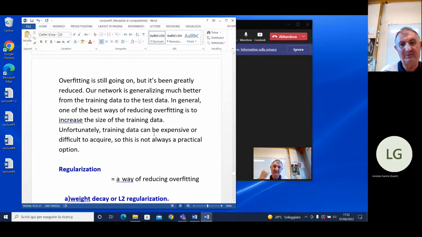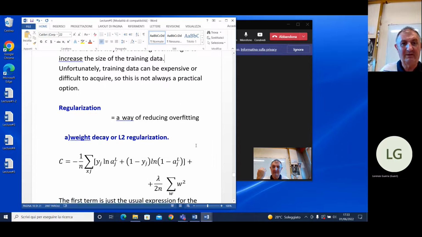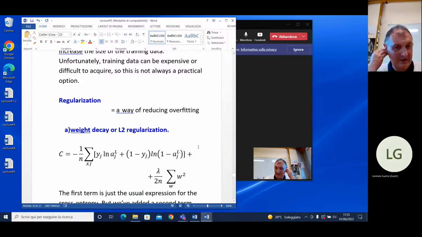Unfortunately, training data can be expensive. In general, one of the best ways of reducing overfitting is to increase the size of the training data. But training data can be expensive or difficult to acquire, and that is very often the case. So it is not always a practical option. So now, how to fix this factor?